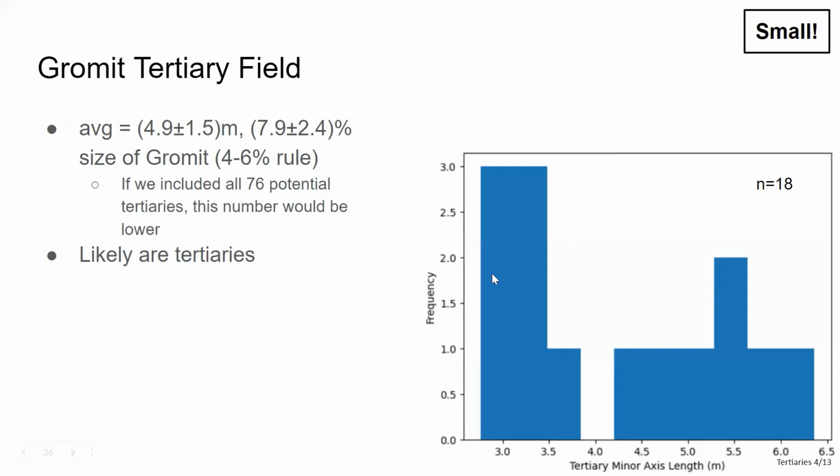So these are probably tertiaries. In addition, I would like to note this box. These are very small craters. We're talking meters here, not kilometers, not hundreds of kilometers. I'll get back to that in a second.